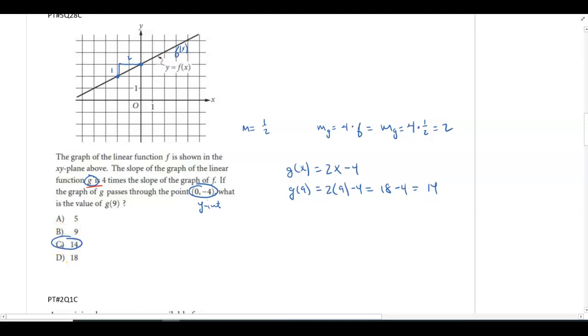So this is a problem that involves a lot of steps. Every step in this problem, though, you should be aware of. And it's always knowing what you have, knowing what you have to find, and knowing how to use everything.